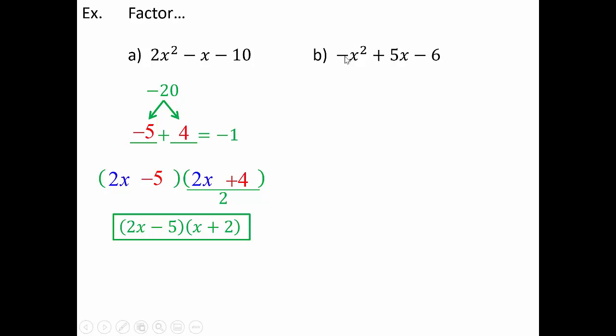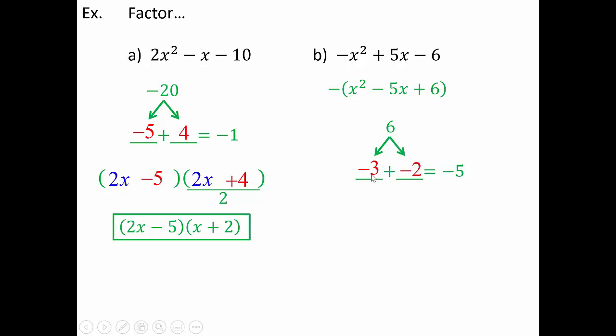I have a leading negative, so we're going to start by factoring out the leading negative. Treat that as the GCF step. So if I pull out a negative, that leaves me with a positive x squared minus 5x plus 6. Continuing on with the AC method, A is now 1, C is now positive 6. So A times C would be 6, and I'm looking for factors of 6 that add to negative 5.